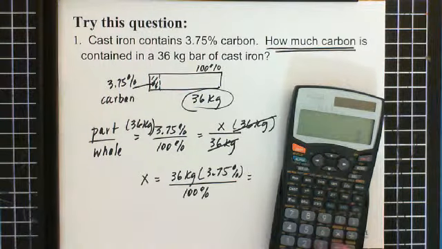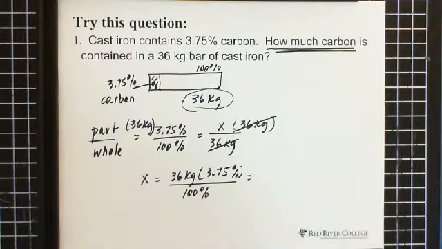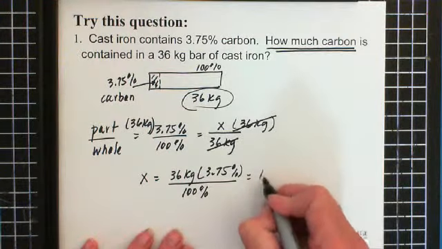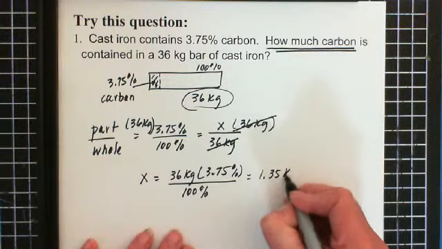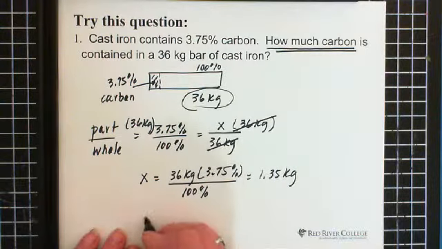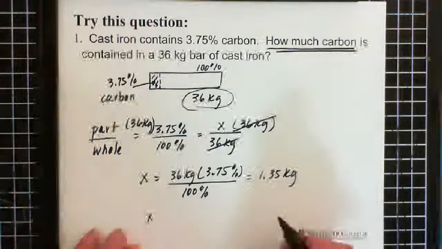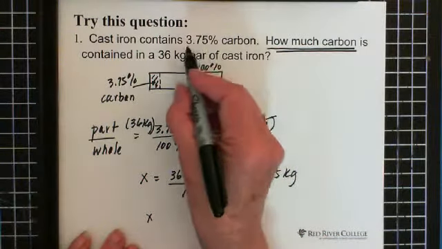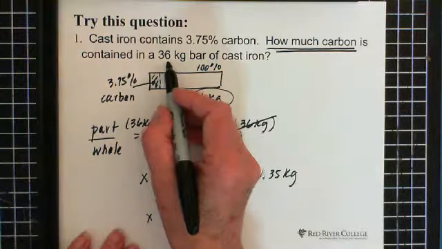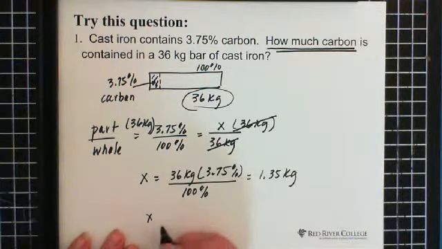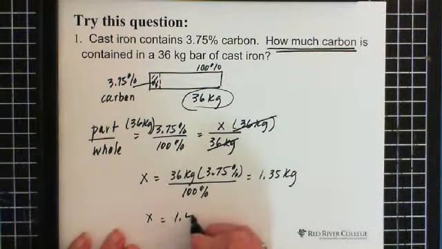So 36 times 3.75 divided by 100 equals 1.35. So we have 1.35 kilograms. Now it's a good idea to pay attention to your significant figures. We have 3 sig figs here and 2 here, so we should have 2 in our answer. So we're going to say this is 1.4 kilograms.